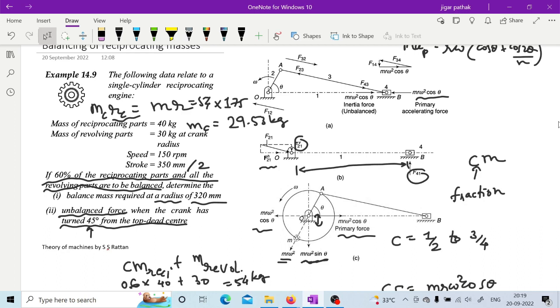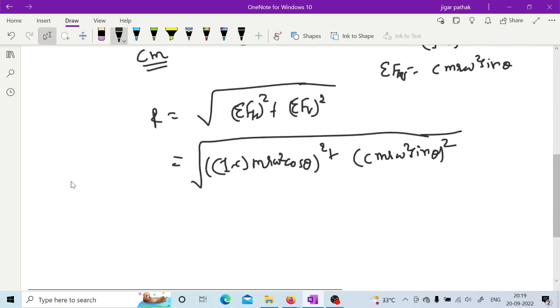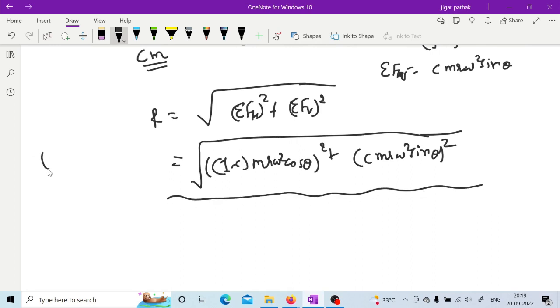So has anyone calculated the unbalanced force? Please type it in. This is the equation which we have written for this unbalanced force, the unbalanced force present in reciprocating masses, right?